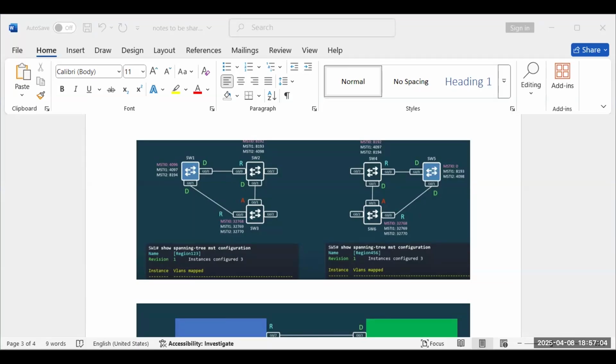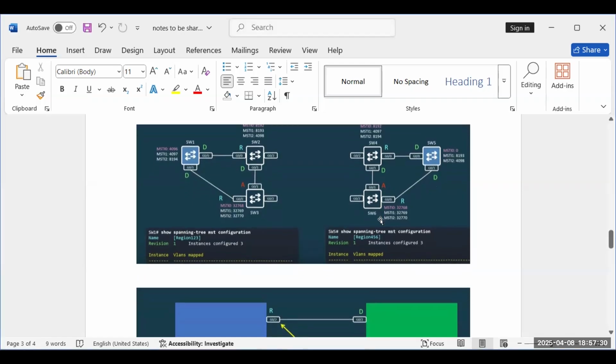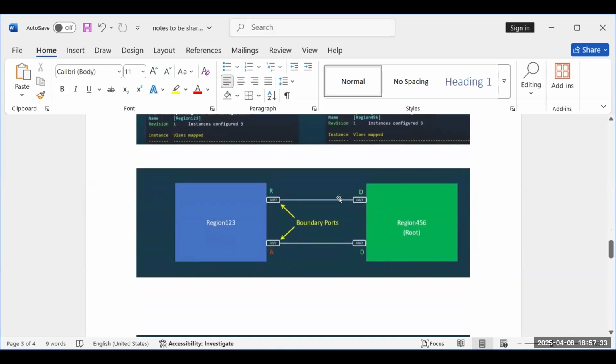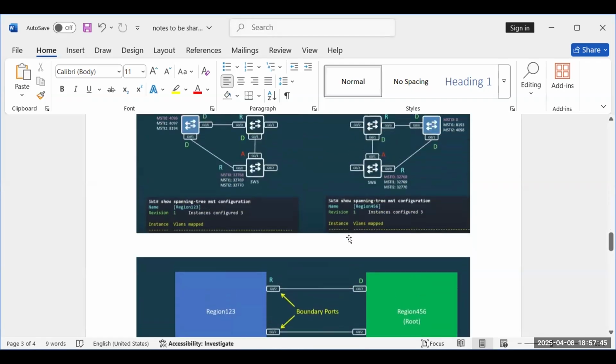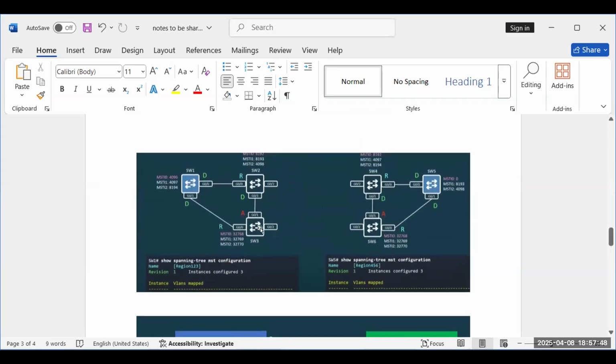So all these 6 switches belong to the same network, but logically we are splitting them into 2 different regions, and mapping VLANs into 2 different instances. We have already split the VLANs, right? Now the logical representation will look like this: region 123 and region 456. And these are the ports which are connecting between the switches. So these gigabit interfaces are getting connected to each other.